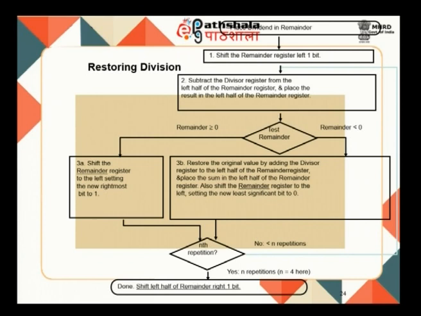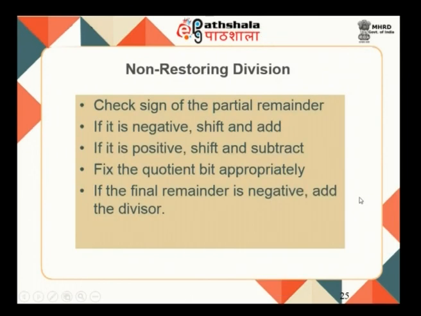So, your trial subtraction was wrong. So, because of that you will have to add back whatever you subtracted, and because every time you are doing the restoration operation, it is called a restoring division technique. Now, the other technique for division is what is called the non-restoring division technique.